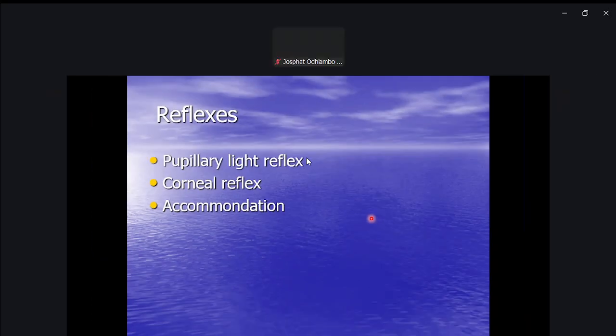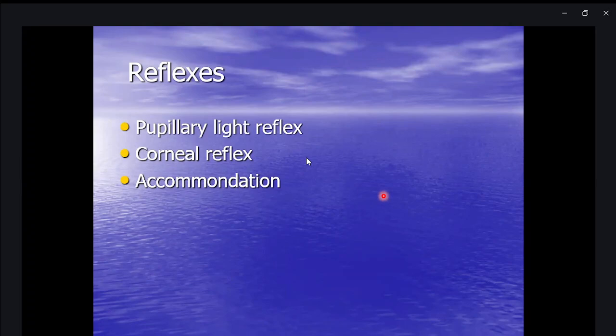The blinking reflex, because the facial nerve supplies the muscles of facial expression. That also acts for lacrimation. When there's irritation of the cornea, the afferent for that lacrimation is from the ophthalmic division of the trigeminal nerve, and the efferent will be from the lacrimal nerve that supplies the lacrimal gland, specifically from the facial.